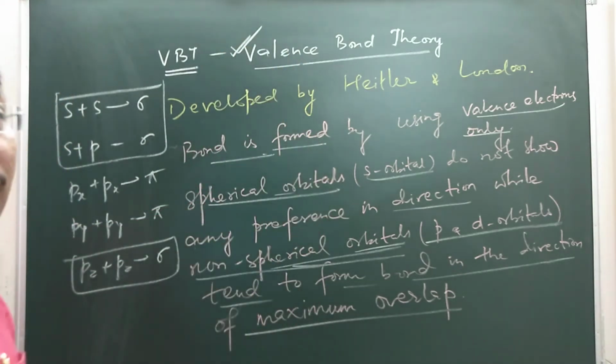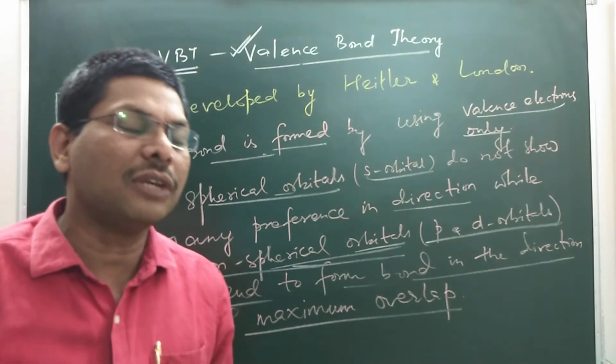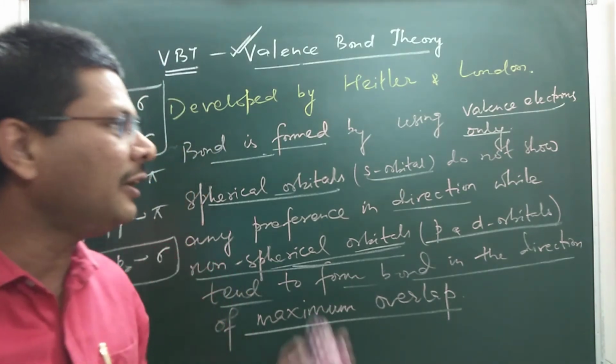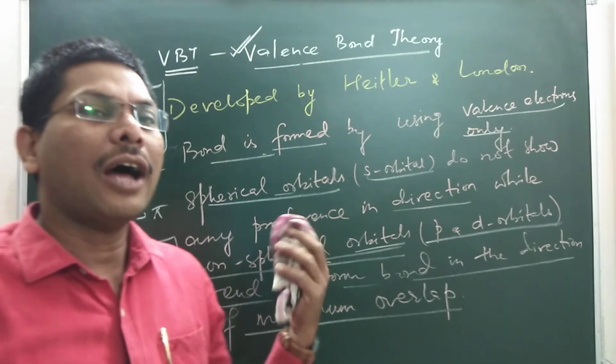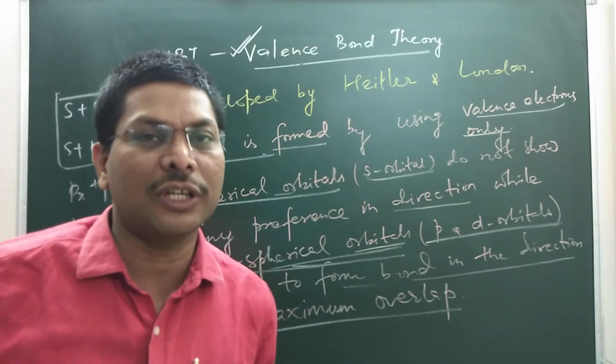Valence bond theory could not explain the paramagnetic nature of oxygen, which was explained by molecular orbital theory. Now I will give you the trick to solve hybridization based questions and then move to MOT.